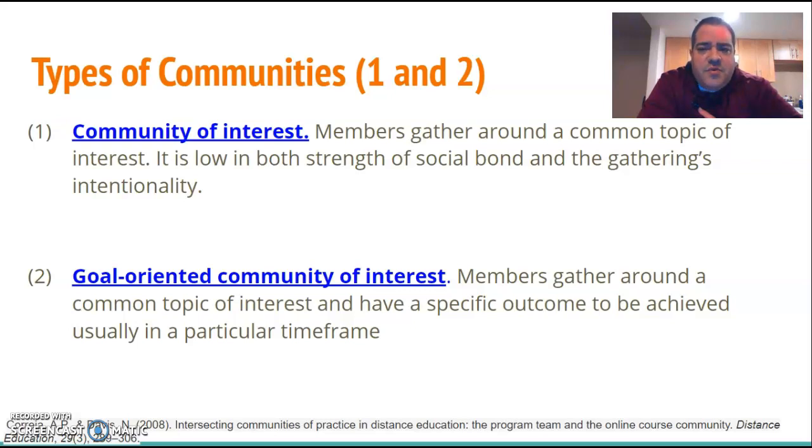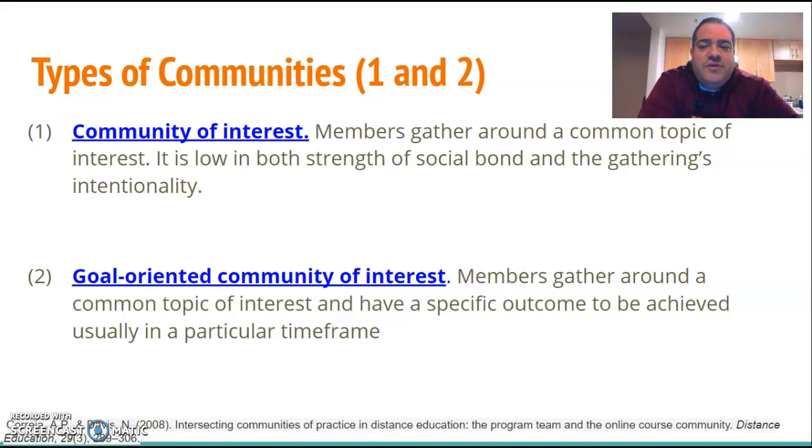The next type of community is goal-oriented community of interest. Now, this takes up the concept of a community up a notch, where members come together around a topic, but they have a specific outcome that they are looking to achieve within a particular time frame. So maybe they are joining a community because they want to learn about a particular topic, and they know that they're going to have to learn it between now and the next 2 months, or the next 3 months, or 4 months, or maybe it's part of a course that they're taking, right?